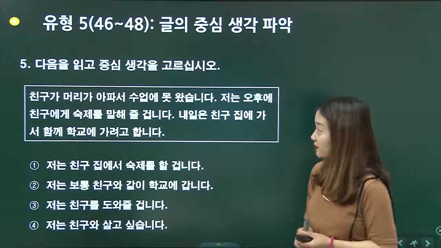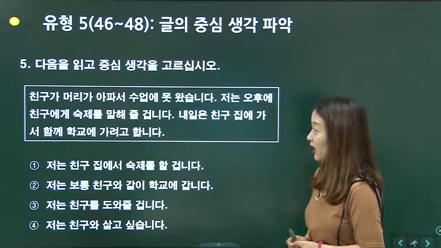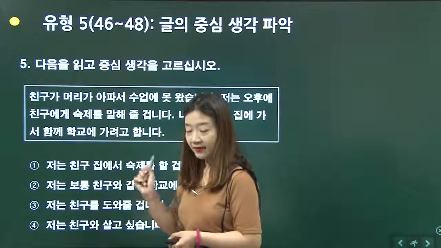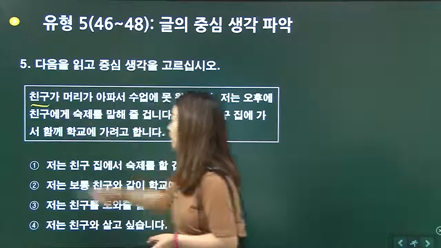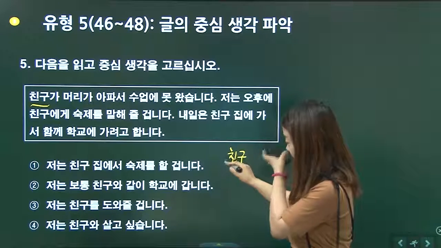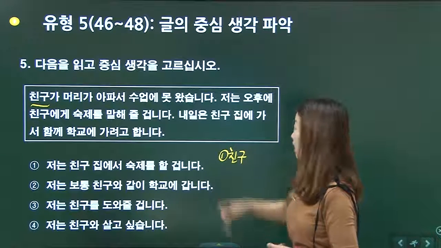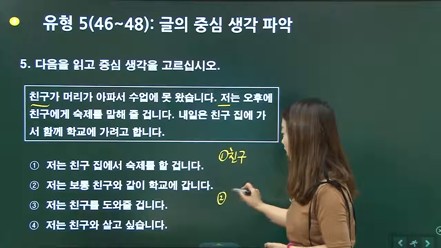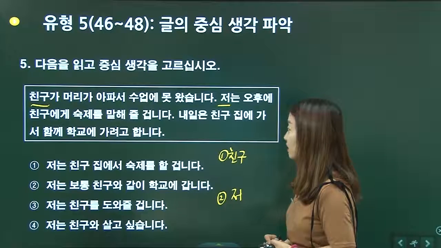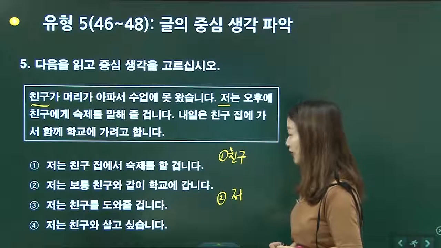Number 5. 다음을 읽고 중심 생각을 고르십시오. 친구가 머리가 아파서 수업에 못 왔습니다. So, who is the main person? 친구가, okay? 친구 comes out, right? First one, 친구. 저는 오후에 친구에게 숙제를 말해줄 겁니다. There's another person. 저. 나. I, right? 친구에게 숙제를 말해줄 겁니다. 내일은 친구 집에 가서 함께 학교에 가려고 합니다.